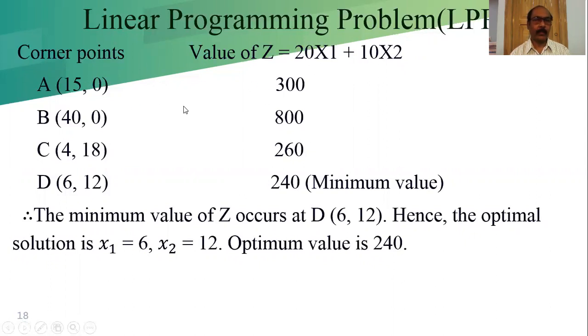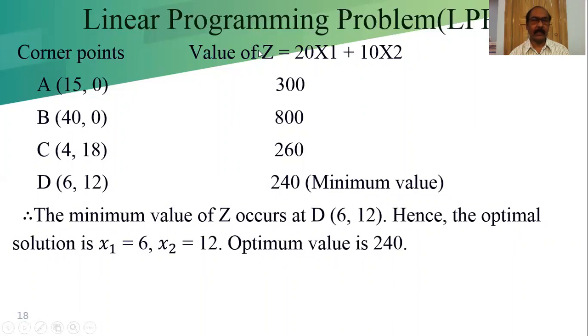Now we can find the value by substituting. 20 into 15 is 300. Now 40 into 20 is 800. At 4, 18, if we put it here, we will get 260. And at 6, 12, if we put it here, we will get 240. This is the minimization problem.